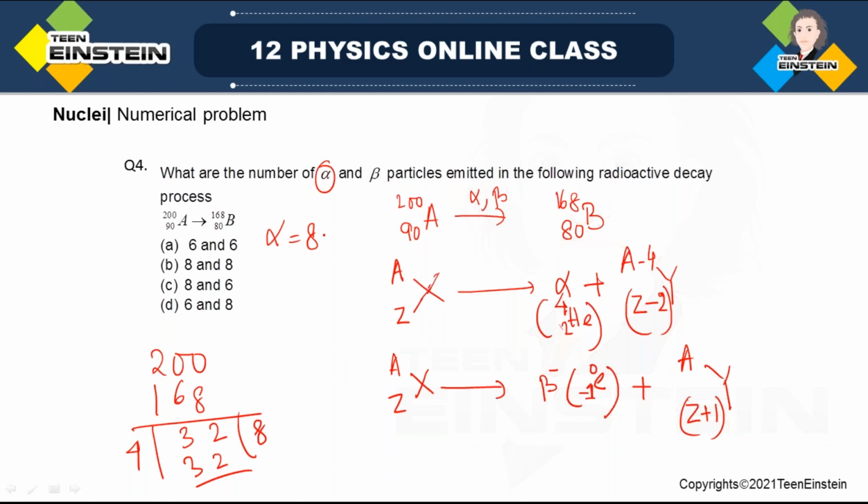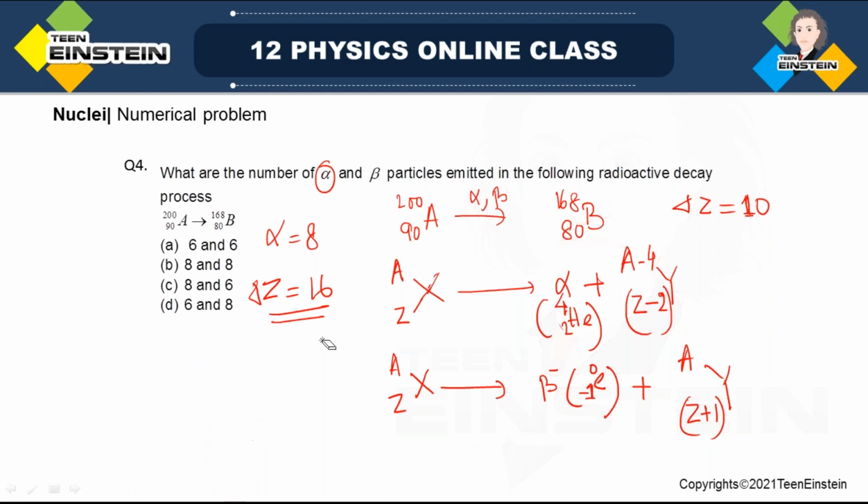Now if there are 8 alpha decays, then Z should be reduced by 16. But what is the value over here? Here delta Z, the change in the atomic number, is only 10. But delta Z should have been 16 if only alpha decay is happening.